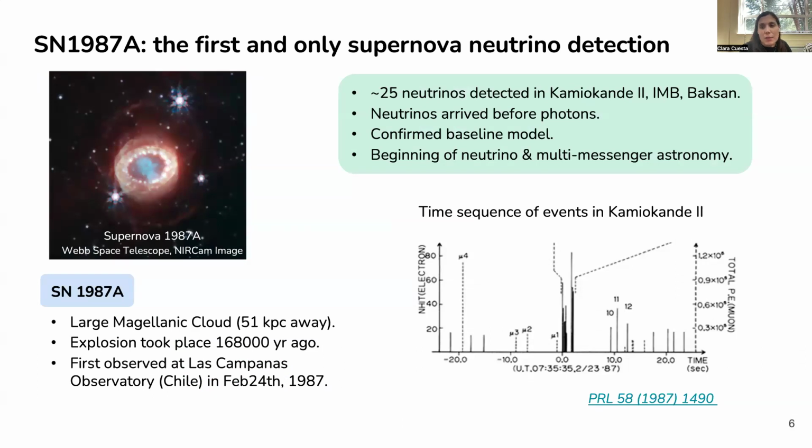Ian was at the observatory but could appreciate the supernova with the naked eye. After the warning, neutrino experiments looked back at the data, and Kamiokande, IMB, and Baksan found an excess of events accounting for a total of 25 neutrino events. In this plot, we can see the event rate of the Kamiokande experiment, where the excess is clearly noticed. This observation confirmed the baseline model, though it was statistically limited, but it opened the way to neutrino astronomy and to multi-messenger astronomy that is so important nowadays.